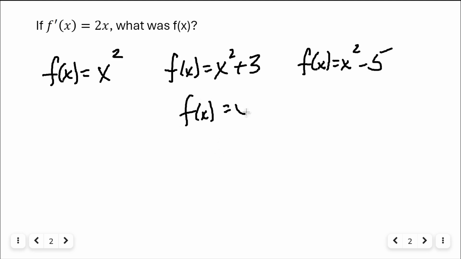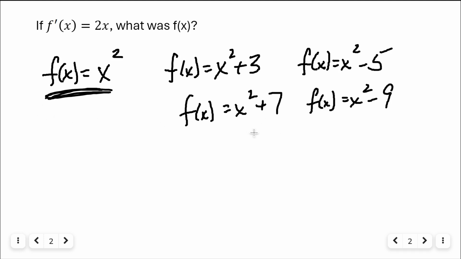Or it could be that. Or it could be that. It could be a lot of things. This is one possible answer, but these are also possible. And there are a lot of possible answers. So the question is, how do we deal with this?